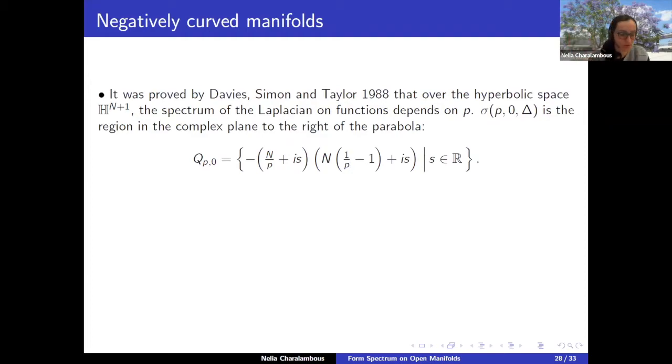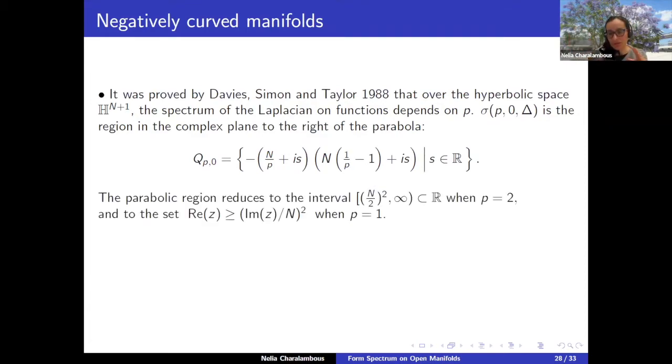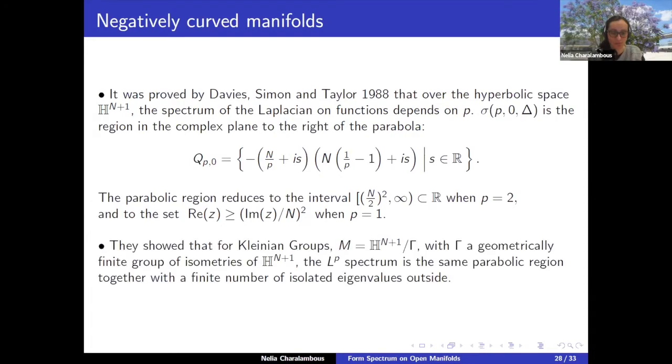So it's a parabolic region, which, if you write down what it is, reduces to the known interval when p is equal to 2. And it's a parabola that starts at (0,0) when p is equal to 1. At the same time, they also showed that for Kleinian groups, in other words, quotients of hyperbolic space by a geometrically finite group of isometries, the L^p spectrum will also contain the same parabolic region, but also a finite number of isolated eigenvalues outside it.